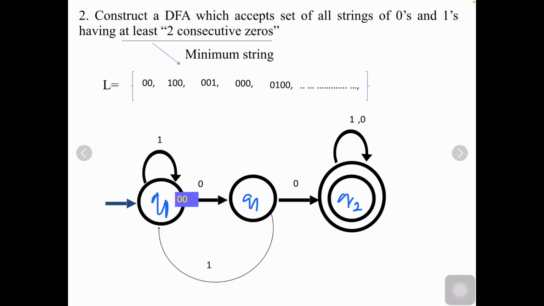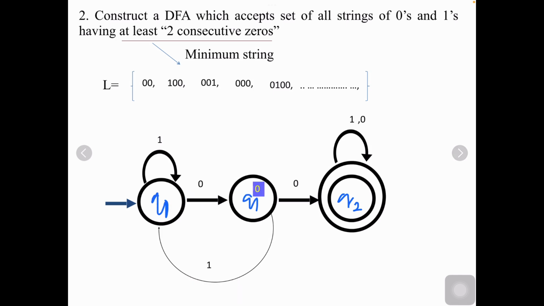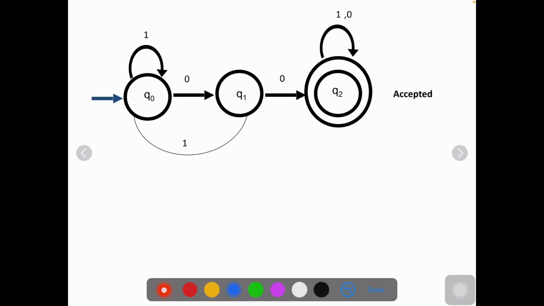Then again on 0 it moves to the second state, and it accepts, moving to Q2. That is Q2. One more input is there; it will stay there itself, rotating on the same state. It will accept, since it has landed in a double circle. So this is the one that has been taken. This is the final transition diagram.